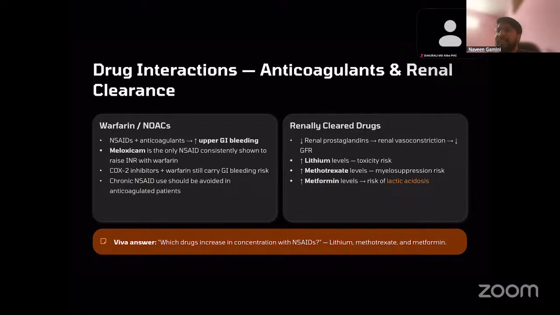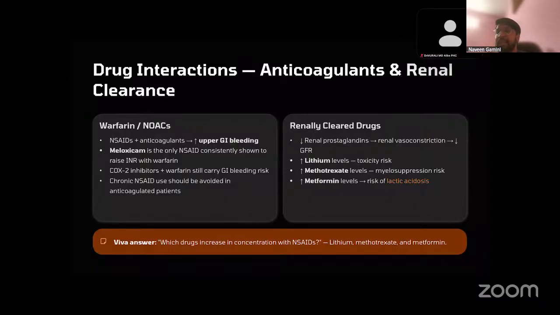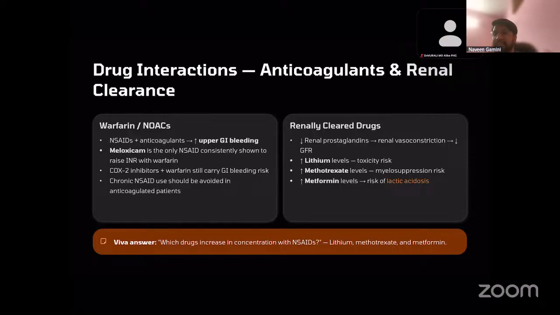Next interaction, we'll talk about renally cleared drugs. As previously explained, because of NSAIDs, there will be reduced renal prostaglandins and it causes reduced GFR. So renally cleared drugs such as lithium, methotrexate, and metformin can all go into toxicity. So which drugs increase in concentration with NSAIDs? When this question is asked, you should always answer the drugs which are renally cleared. Examples are lithium, methotrexate, and metformin. With metformin, lactic acidosis can be seen.